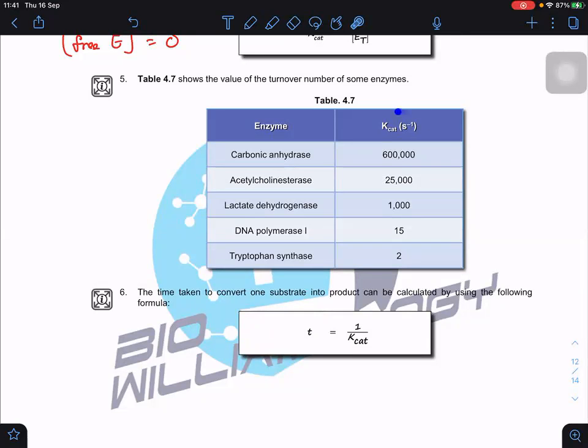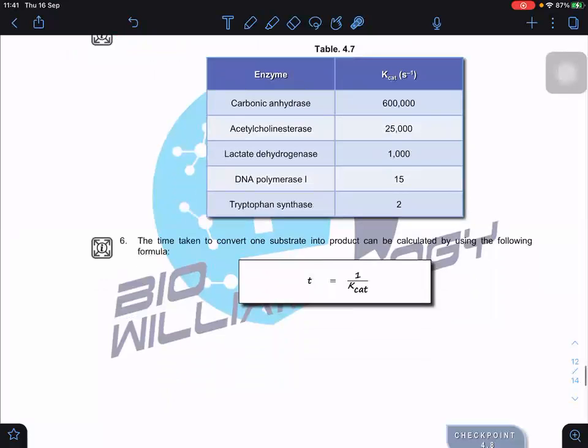So if given the kcat, I also can calculate the time taken to convert one substrate into the products by using this formula. For example, every 1 second, I only have 2 substrates converted into the products. So what is the time taken for one product to be formed? Use 1 over kcat. So every half second, I will get 1 product formed. Again, this formula is just for your information only.